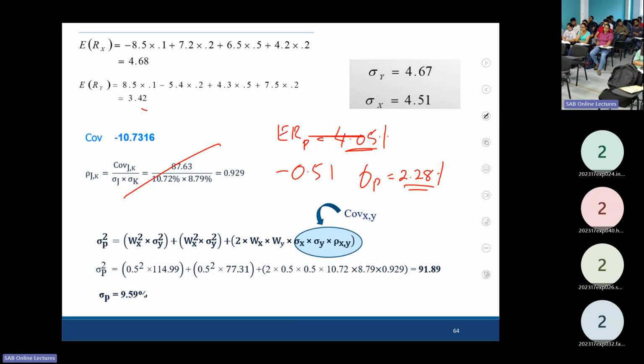How is this risk diversification achieved? Because our covariance is negative, and the correlation coefficient is negative 0.51. It is less than 1, as well as negative. So there is a diversification advantage. Therefore, you can reduce the risk of these individual stocks down to this level by constructing the portfolio.